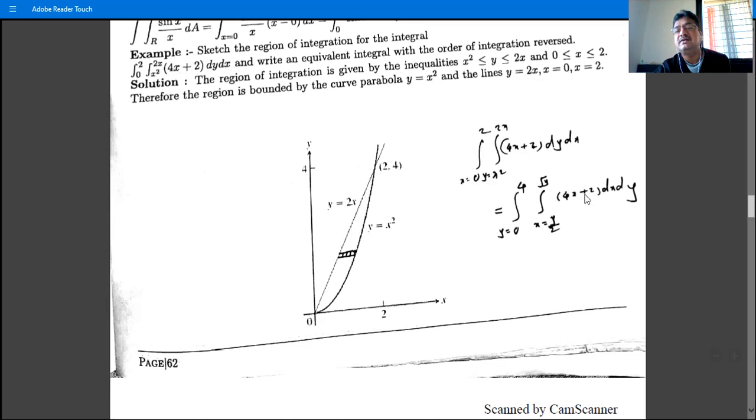There is no change in the function, only a change in the limit. So what are the limits of x? First we write the limit of x. X runs from, suppose, question mark, and y is equal to that, question mark.